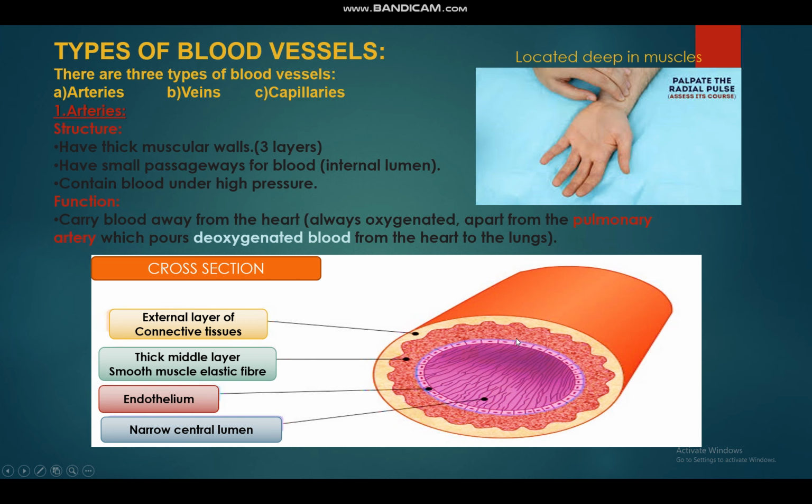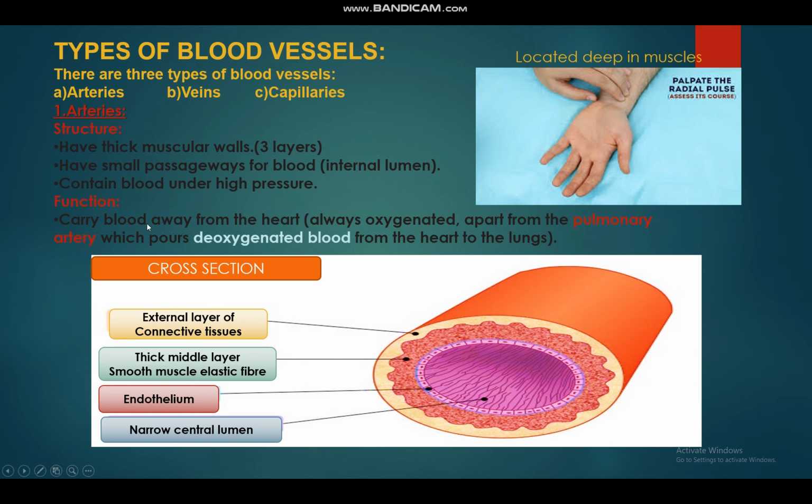Now, what is the purpose of this thick wall? The thick wall of the artery, which has the elastic fibers, sustains the pressure of the blood pumped by the heart due to the elastic nature. It can accommodate the blood and prevent the rupture of the blood vessel. Now, if you see the location, the artery is always located deep in the muscles. You can see that this is the radial pulse which is being palpated deeply.